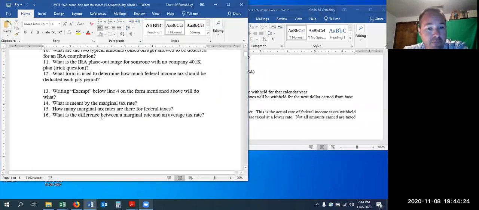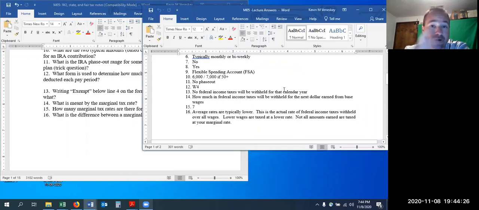Oh, I skipped one here. How many marginal tax rates are there for federal taxes? There are 7. And basically what I would want you to remember is the bottom 2, those are pretty common ones, the 10 and 12%. And then the top one at 37% would be the ones that kind of stick out.